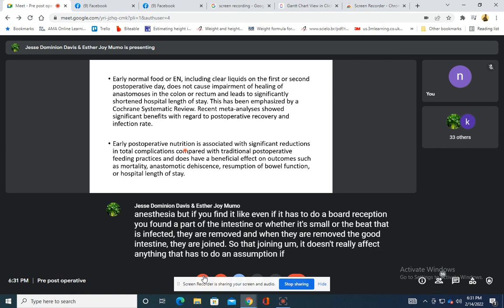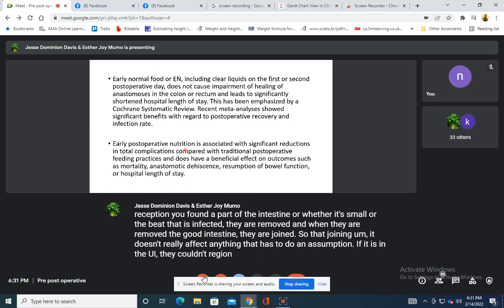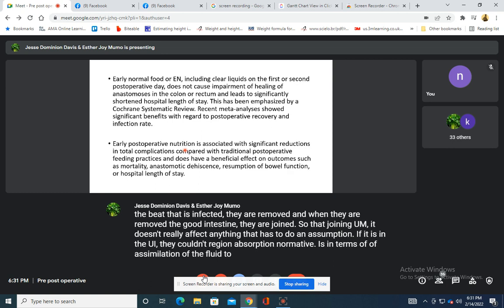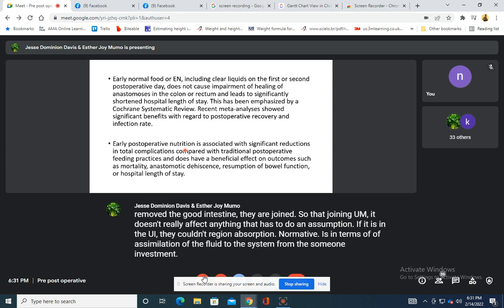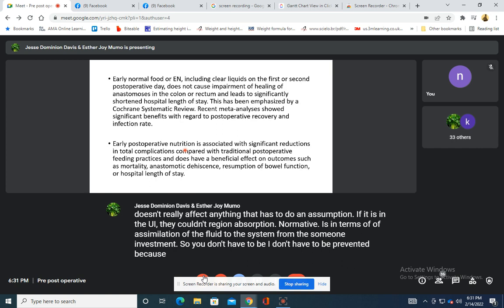If it is in the colon region, absorption normally takes place in terms of assimilation of the fluid into the system from the small intestine. So it doesn't have to be prevented, because that fluid is not really going to reach the bowel resection in terms of the colon.